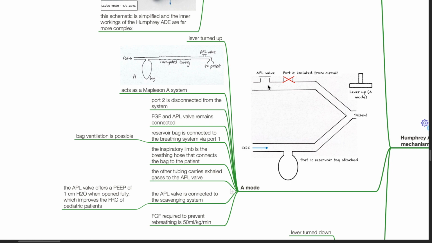The APL valve offers a PEEP of 1 cm H2O when opened fully, which improves the FRC of pediatric patients. The fresh gas flow required to prevent rebreathing is 50 mL per kg per minute.